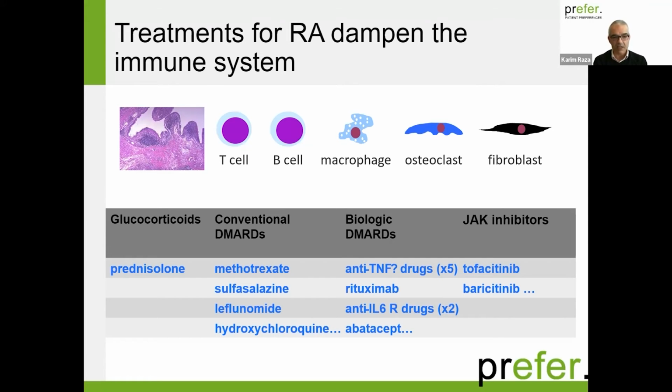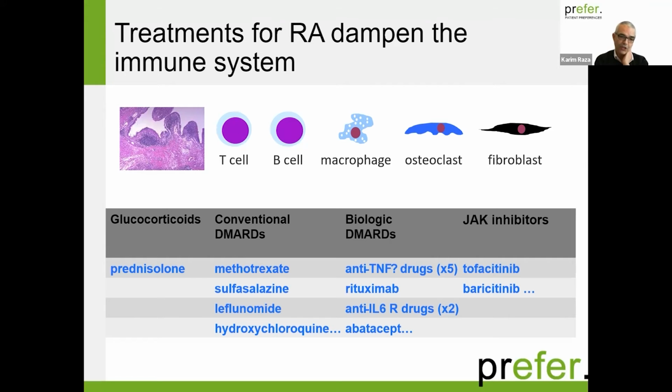We have a good understanding now of the different types of cells which contribute to the inflammation. And as a result of that, a lot of new treatments have been developed which can target inflammation in people with rheumatoid. And that table below just illustrates a few of the many drugs we can use.